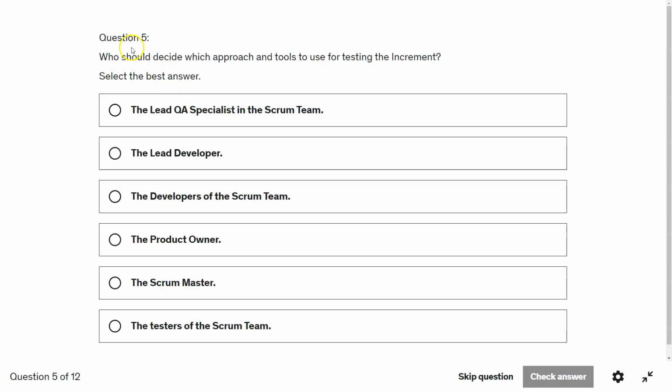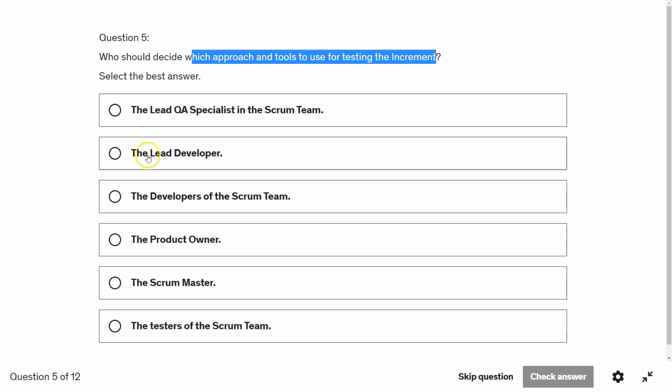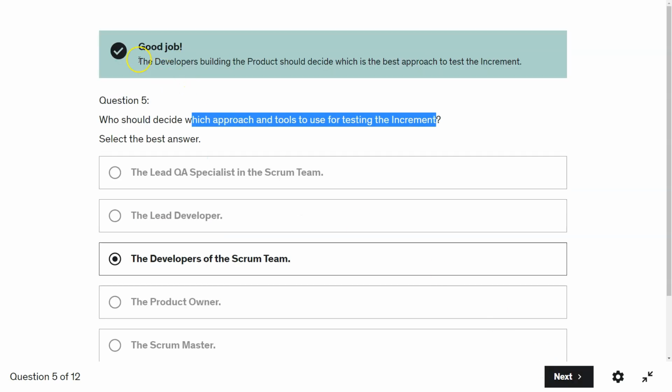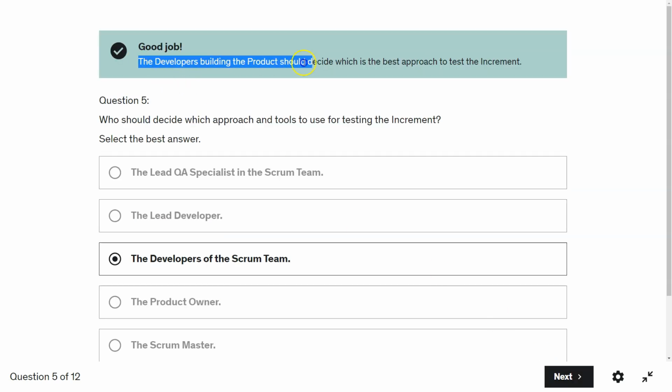Alright. Question 5. Who should decide which approach and tools to use for testing the increment? It is always the developers. The developers of the Scrum team. The developers building the product should decide which is the best approach to test the increment.